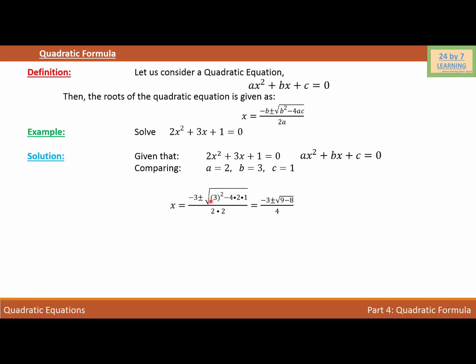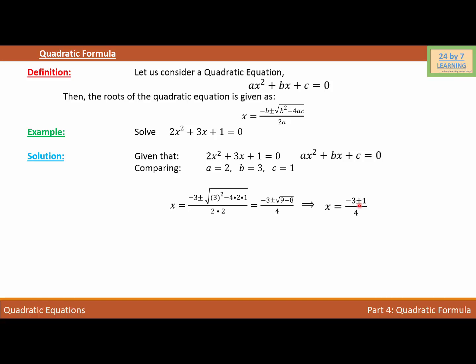So if we simplify, 3 squared is 9 and 4 times 2 times 1 is 8. So we can write negative 3 plus minus square root of 9 minus 8 over 4, because 2 times 2 is 4. Let's further simplify, and if we do that, 9 minus 8 is 1, so the square root of 1 is 1. We get x is equal to negative 3 plus minus 1 over 4. So the root has both positive and negative values.